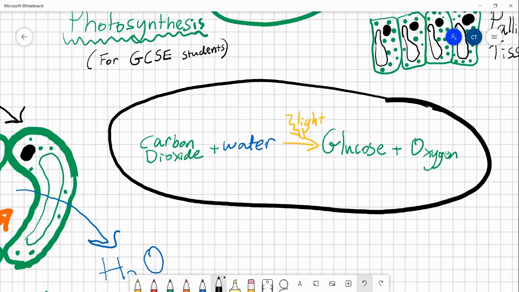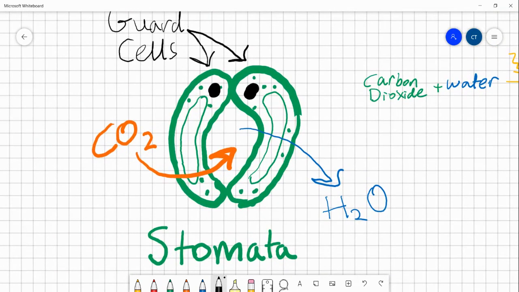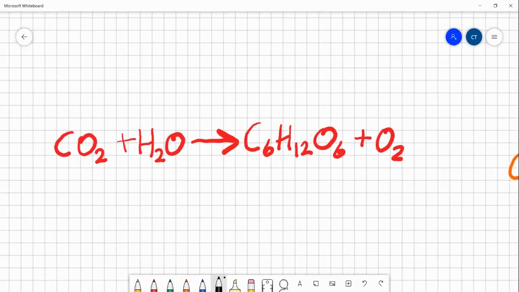You might be asked to write that equation. So that's super important. You know that. Now, you might notice over here that I didn't write out carbon dioxide. I put CO2. I didn't write out water. I put H2O. You need to be able to recognize this equation, the chemical equation for photosynthesis.